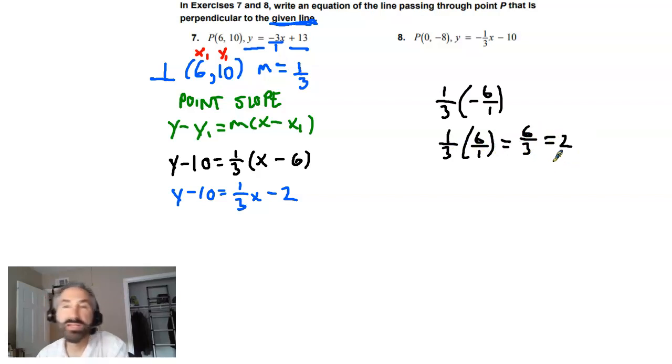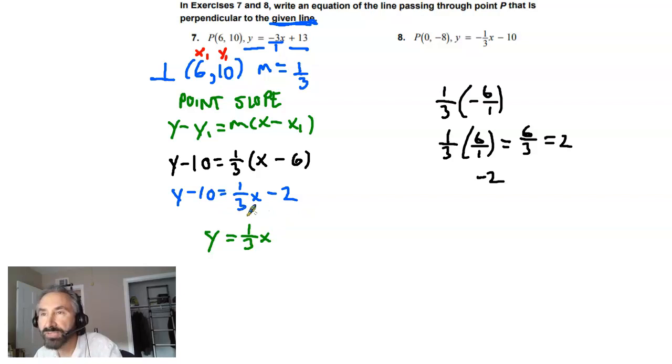comes from. And then I'd like to remind you, if I multiply a positive number like this 1/3 times a negative number like this negative 6, I'm going to get a negative number. So in the end, my result should be a negative 2. So 1/3 times negative 6 is just minus 2, or plus a negative 2. And then let's finish it off. We'll add 10 to both sides, and we get y equals 1/3 x. 10 plus negative 2 is plus 8.